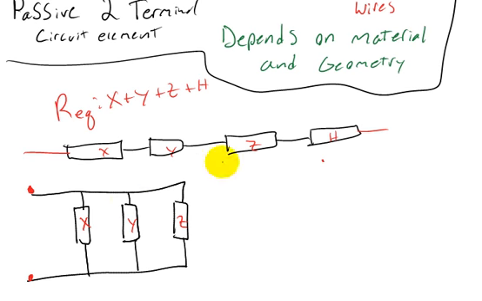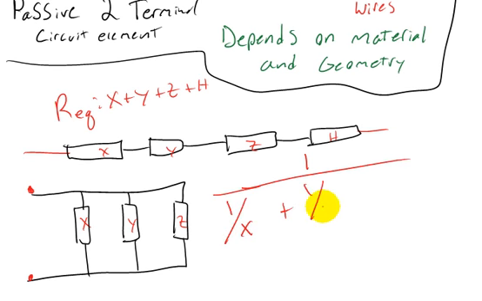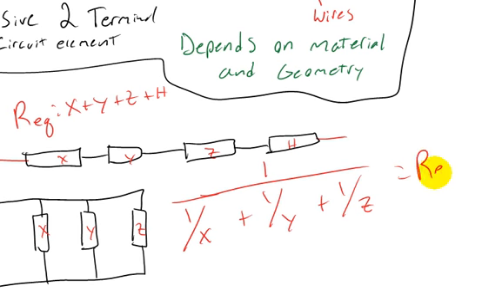If you were trying to find the conductance for this, you would add these together. And what it is, at least I think so, I could be wrong, it's 1 over X plus 1 over Y plus 1 over Z. And that will equal your Req.